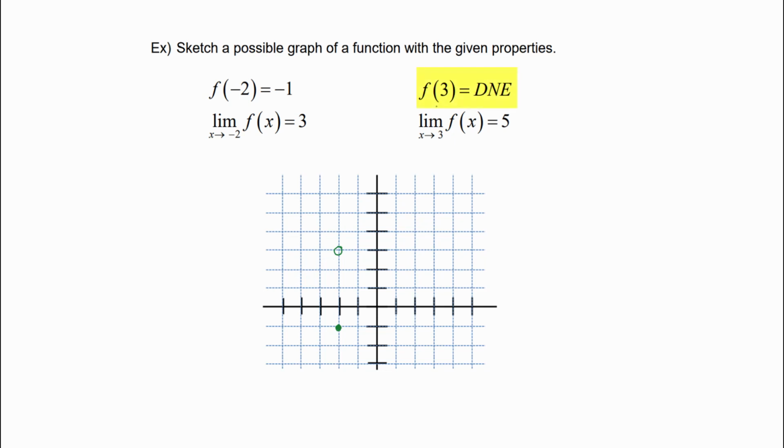Also, f of 3 does not exist, but the limit as x approaches 3 of f of x equals 5. The limit at x equals 3 exists. So at x equals 3, y is 1, 2, 3, 4, 5. We'll have a hole because f of 3 does not exist. And this time they didn't even give the function value.